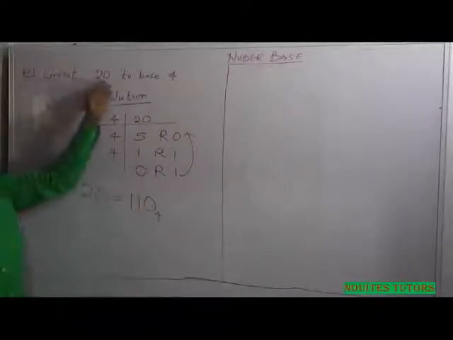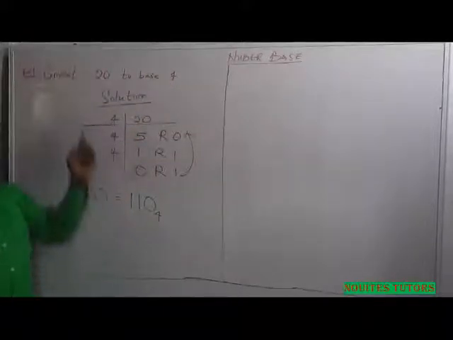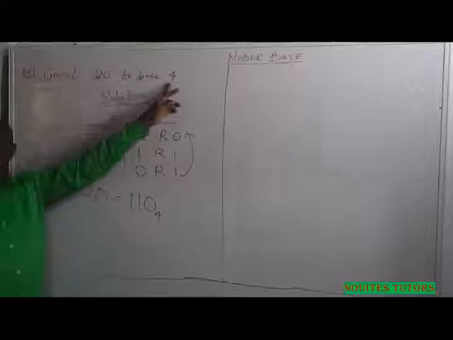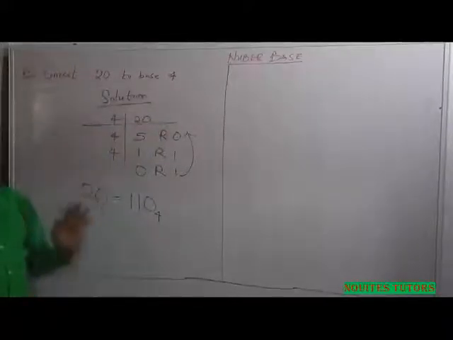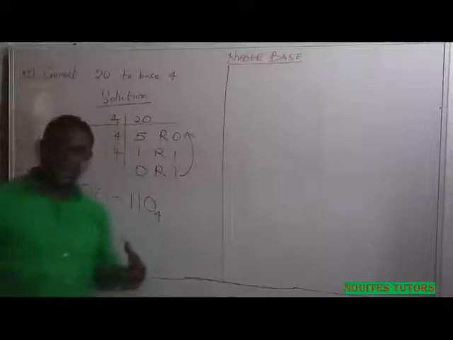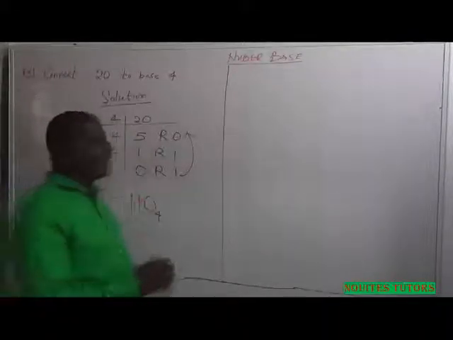If they say convert 20 to base 6, you will just put 6 here and then convert. If they say convert 20 to base 7, you will just write the 20 and put 7 here. I hope that is very clear and explanatory enough. Okay, let me do one more example on that.